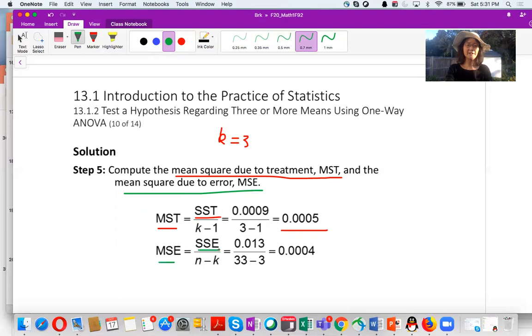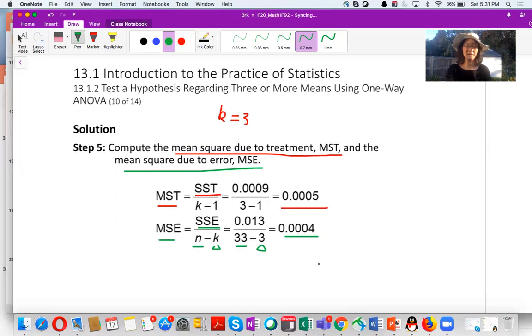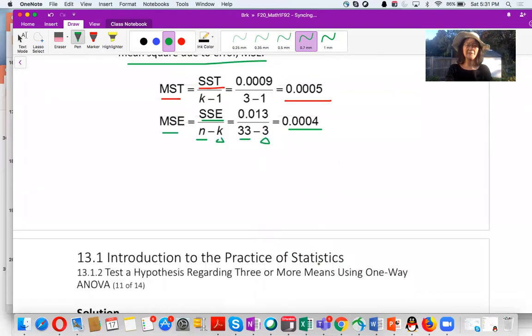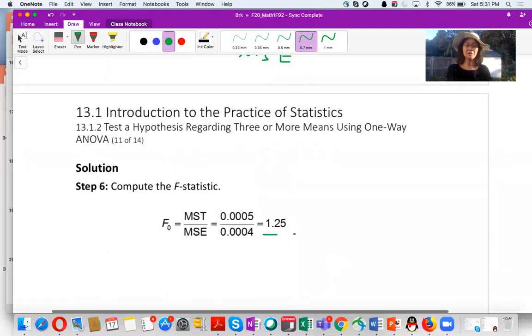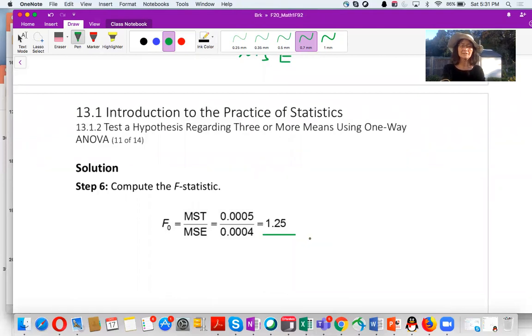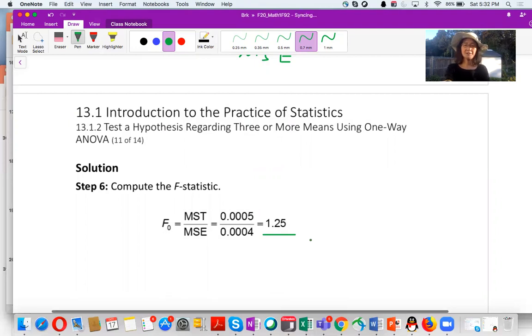And then MSE is the mean square due to error. You use SSE divided by N, the total sample size 33, minus K, where K is the number of treatments, and you get this number. And the test statistic F is just the ratio between MST and MSE. Two numbers, you do the division, you get the F test statistic, and the result is 1.25.